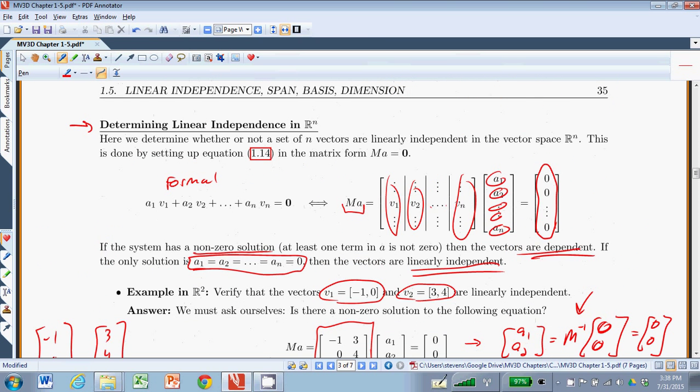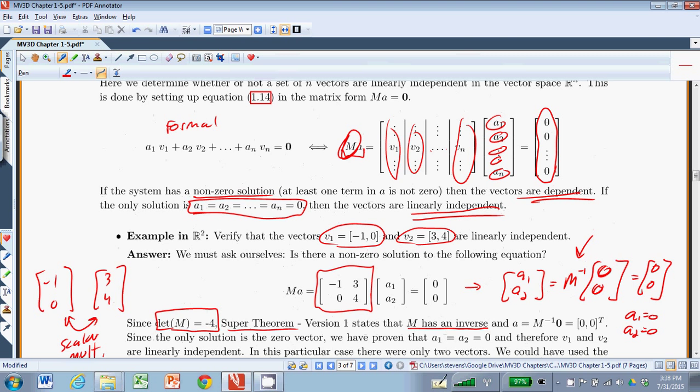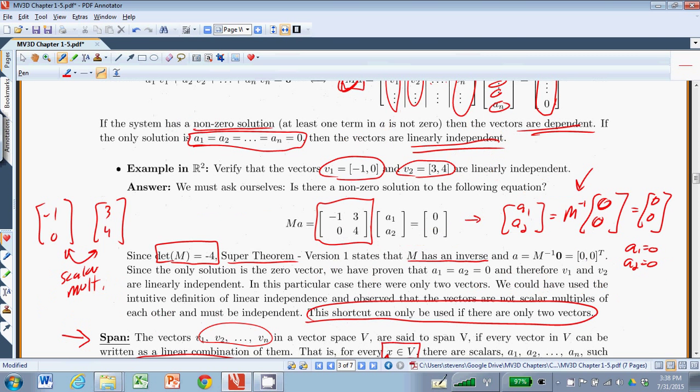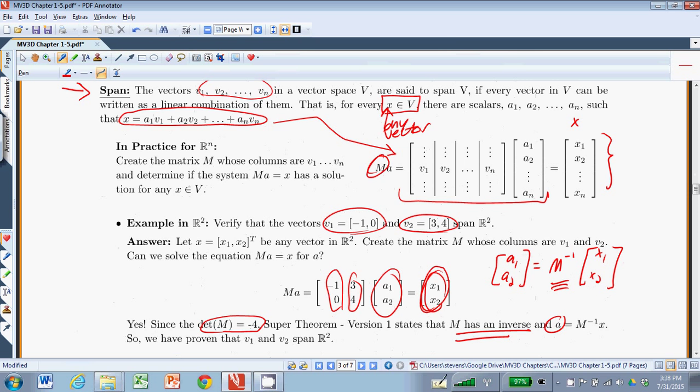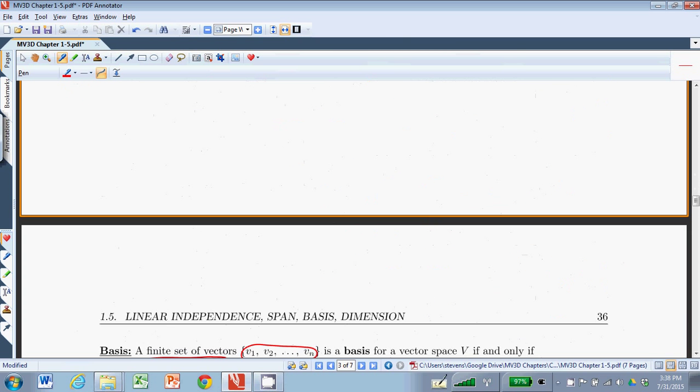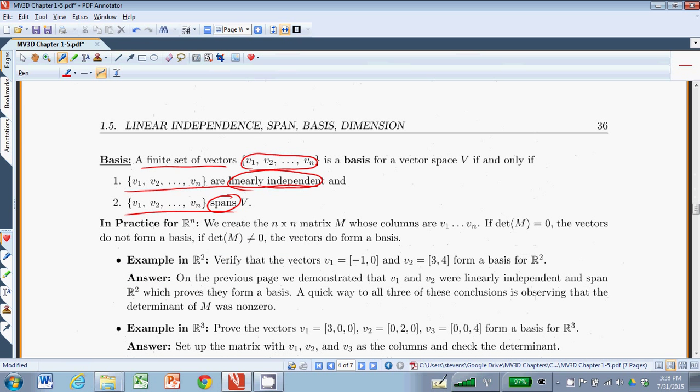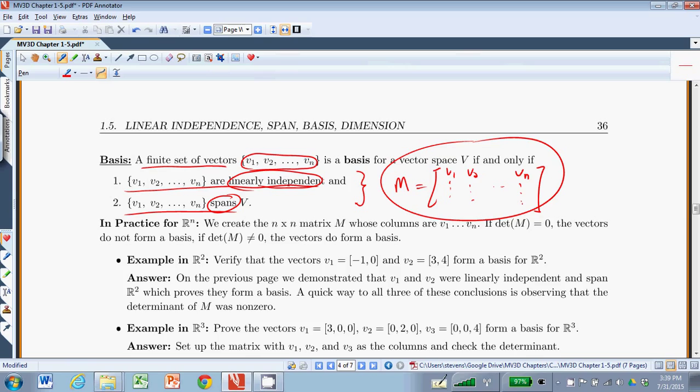But the thing is, we just showed how you do that. If you go for linear independence, it's setting up the matrix M that contains those vectors as columns. If you're looking for span, you set up the matrix M that has those vectors as columns. So getting both parts is just a matter of looking at that matrix whose columns consist of my vectors. V1 is the first column, V2 is the second column, and then Vn is the last column.